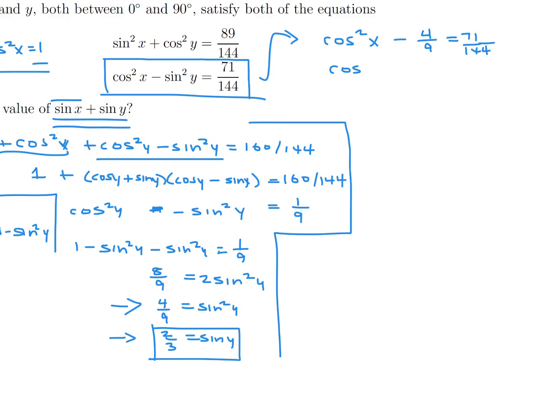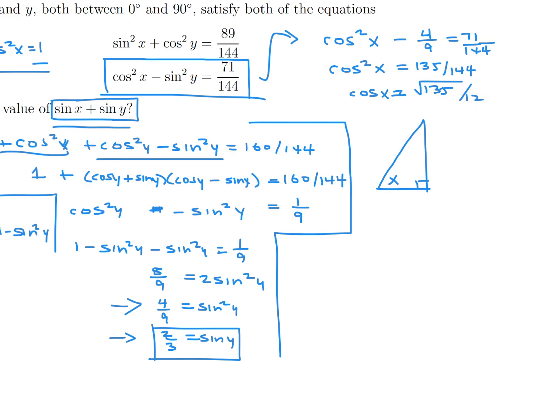So cos of x squared is going to be 135 over 144. And then if I take the square root, it'll be the square root of 135 over 12. Right? Now, I don't need cos x, I need sine x, as you can see here. So that shouldn't be a problem. Just make a little triangle.